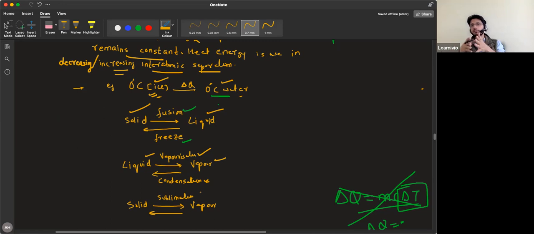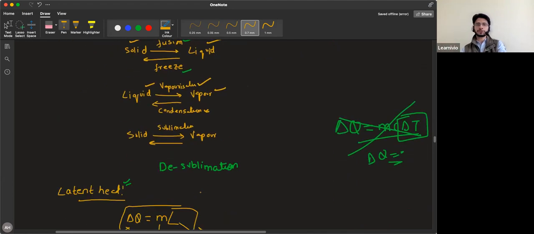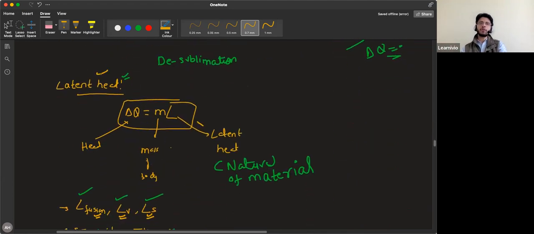In solid, interatomic separation is very small. In liquid, it's a bit higher. In gases, it's very, very large. So the heat energy that you are providing is just increasing the interatomic separation, not the temperature. So the heat involved during state change is latent heat. Like, to change temperature, we use specific heat. During state change, we use latent heat.